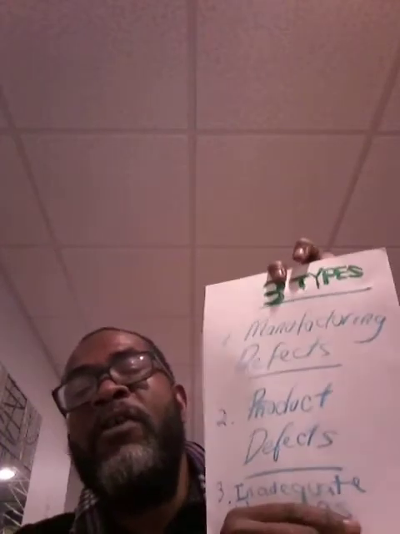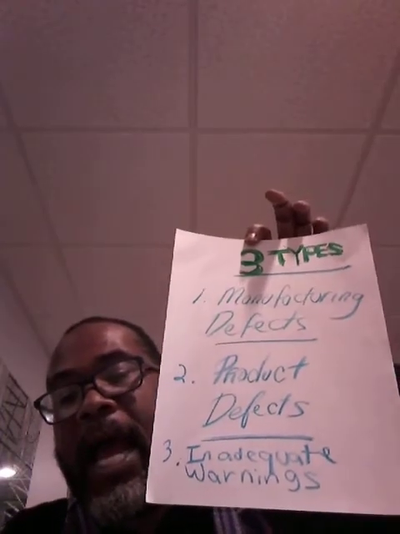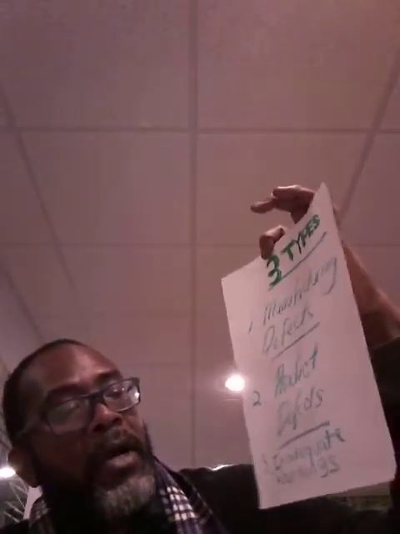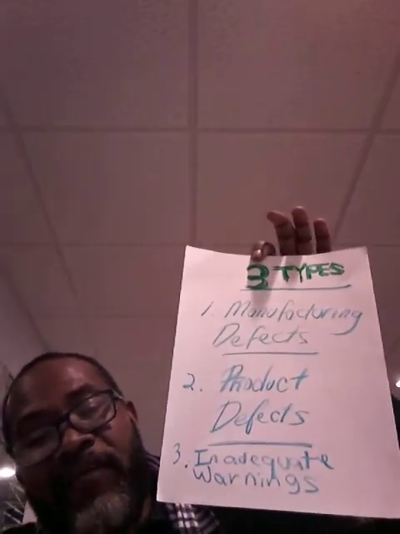There are three general types of defective conditions that can be proven by a plaintiff, and those are manufacturing defects, design defects, and insufficient or inadequate warnings. Manufacturing defects, design defects, and inadequate warnings. The inadequate warnings I'll get to in the next session. I'm going to focus on manufacturing defects and design defects in this quick session.